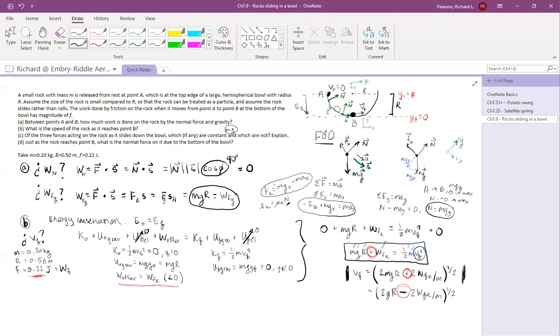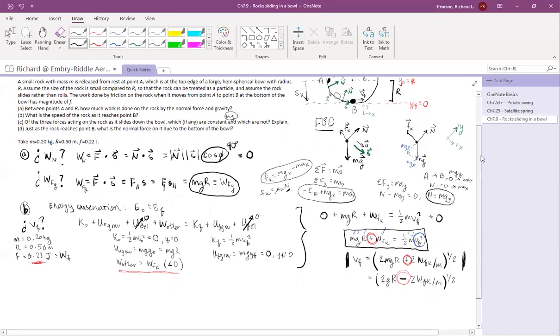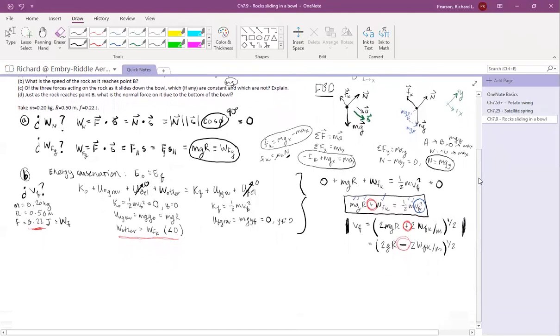Okay, last piece for part D. We want to find the normal force at the bottom of the bowl. Okay, so let's write this over here. This is our last piece. What is N at point B? So let's draw a free body diagram at this point. So at point B, we have the normal force, which is directed upward. We have gravity, which is directly downward. We have a velocity that is in this direction.